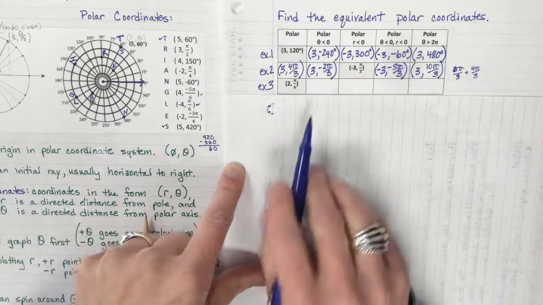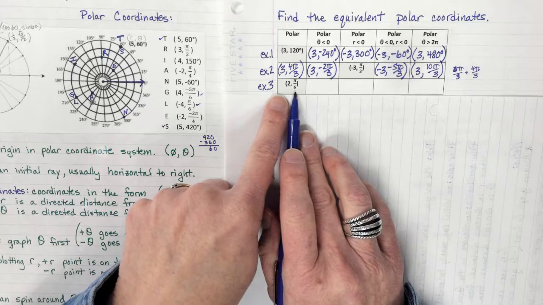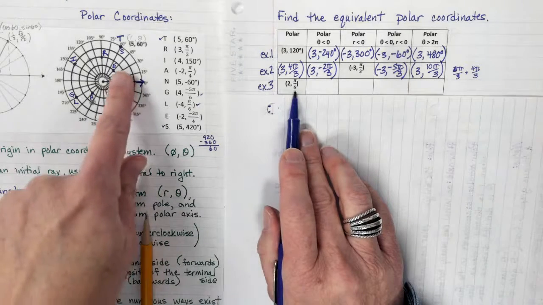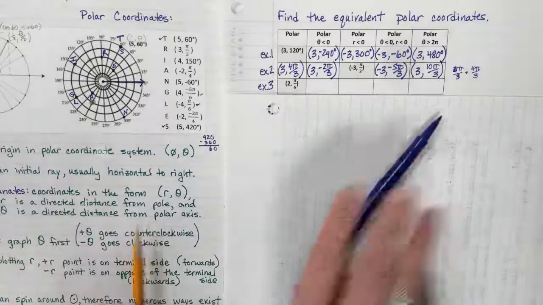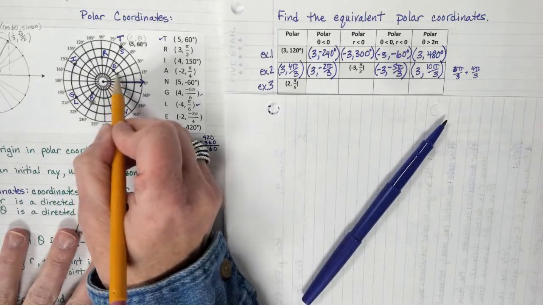All right, let's try another one. If I'm giving you the theta is pi over 6, we're here at 30 degrees, and we're going to come out a radius of 2. So that puts me 1, 2 right here.